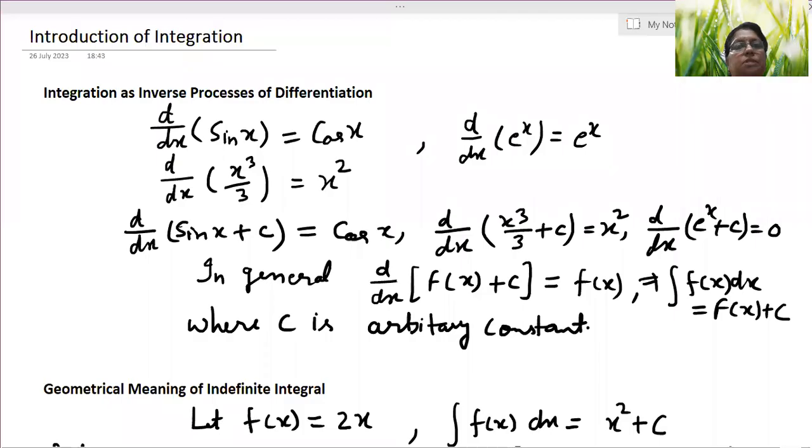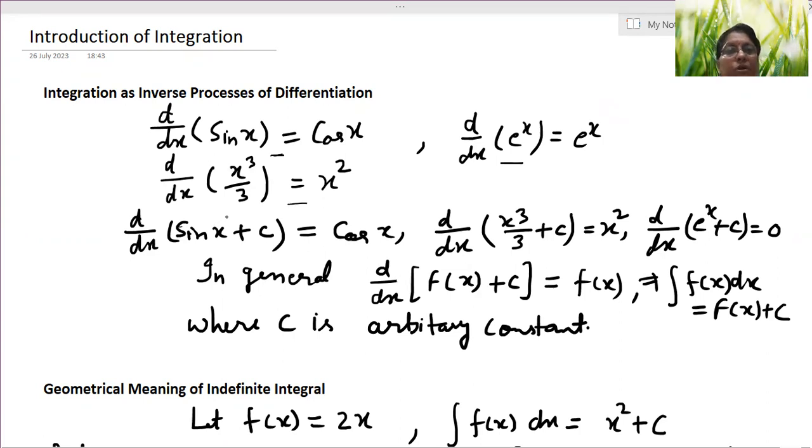So बच्चों, जैसा कि मैंने आपको बताया कि integration is the inverse process of differentiation. Now see some examples. Now you know d by dx of sin x is cos x. Okay, d by dx of sin x is cos x. d by dx of e की power x is e की power x. d by dx of x cube upon 3, you know very well it is x square.